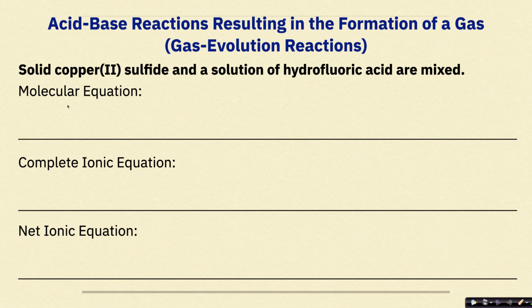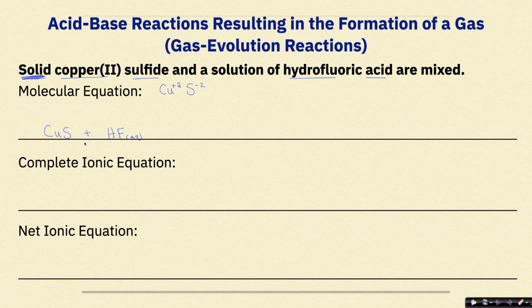Let's look at another example. Solid, got to keep that in mind here, copper 2 sulfide and a solution of hydrofluoric acid are mixed. Okay, solid copper 2 sulfide. So that's Cu plus 2. Sulfide is S minus 2. So when we write our formula for that, it's going to be CuS plus a solution of hydrofluoric acid. Well, hydrofluoric acid is just HF aqueous.